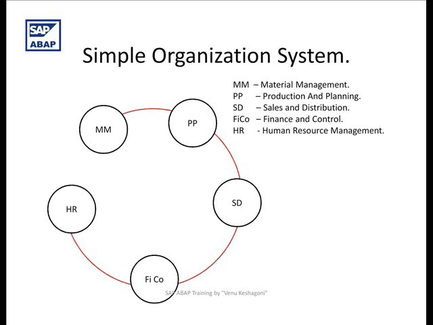And the production planning department: how to process the raw material into the actual finished form of a good product, and how to maintain the quality. These are the things taken care of by the production planning department. And the sales department, what do they do? How to sell the products. Finance and control, all the finance aspects are controlled by the finance and control department. Whereas the HR department discusses all human resource related issues. So this is a simple organization.